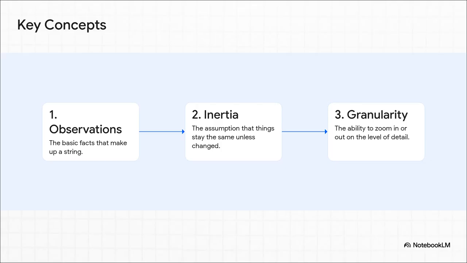This model really stands on three main pillars. First, you've got your observations. Those are just the basic facts, the building blocks of our string. Then, and this is super important, you have inertia. It's a bit of a fancy word, but it just means we assume things stay the same unless something actively changes them. And last, we have granularity, which is what gives the model its awesome flexibility.